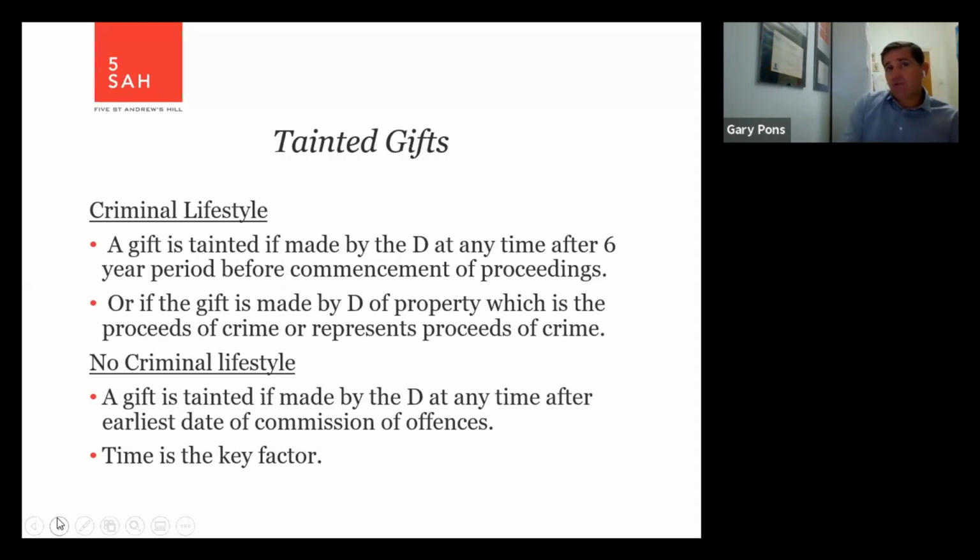In other words, if you like, there's a presumption that if the gift is made, for example, where the defendant has a criminal lifestyle, at any time after the 6-year period, the court will treat that as if it is tainted, even if it's a gift of property that has not been obtained by or in connection with criminal conduct.